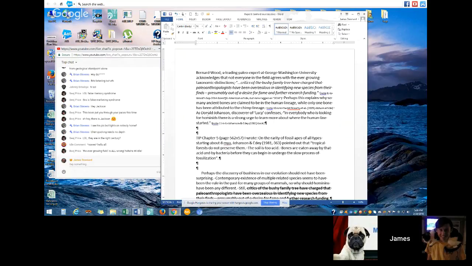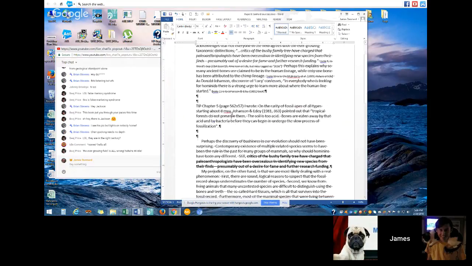And as it turns out, which is where I put this other quote, I was already familiar with this chimpanzee issue because Johansen and Eadie, 1981, literally the very source that they cite next, pointed out that tropical forests do not preserve them. The soil is too acid. Bones are eaten away by that acid and by bacteria before they begin to undergo the slow process of fossilization. So right off the bat, they're overlooking information.